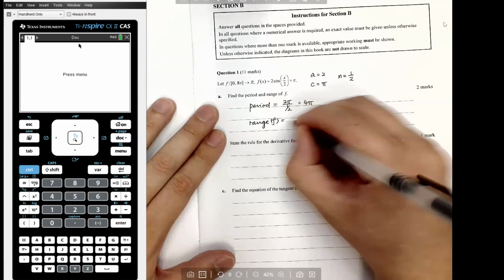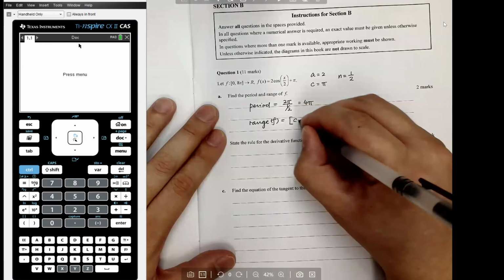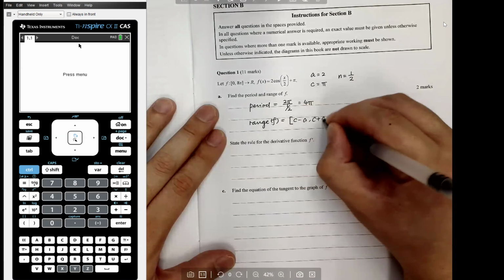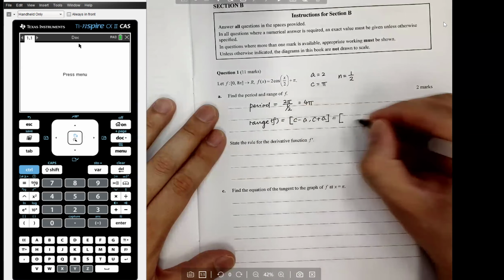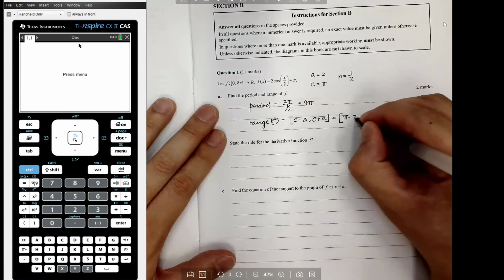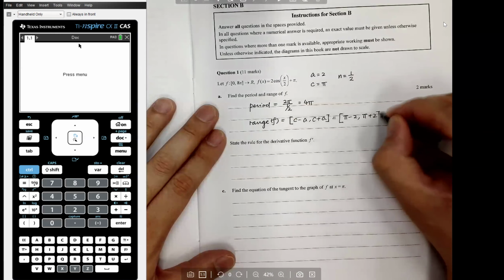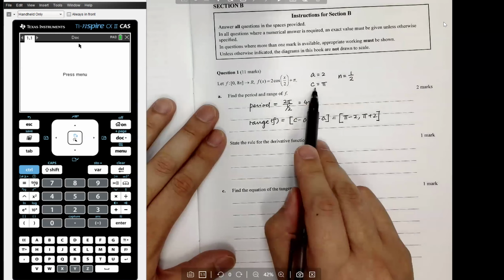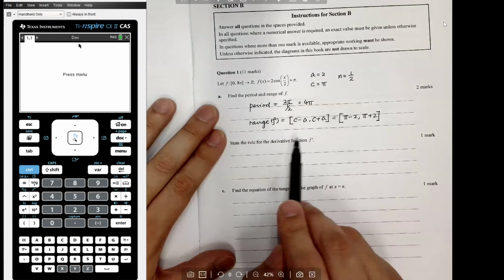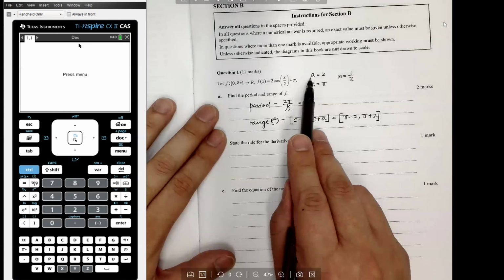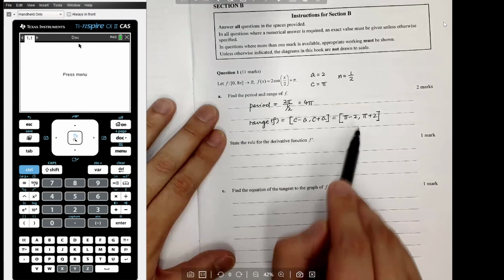And then the range of f is equal to c minus a, c plus a. So you are going to get, for example, pi minus 2 and pi plus 2. Okay, make sure you identify c and a correctly. It's from the equilibrium position going up by 2 units or going down by 2 units.